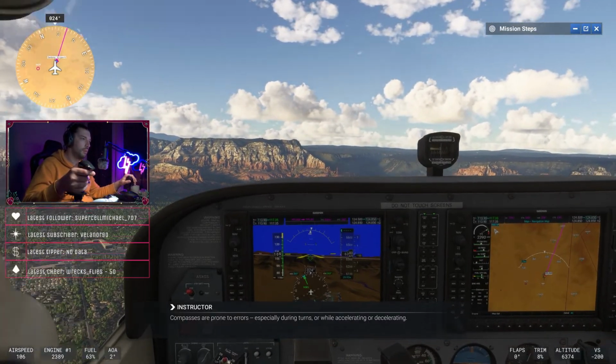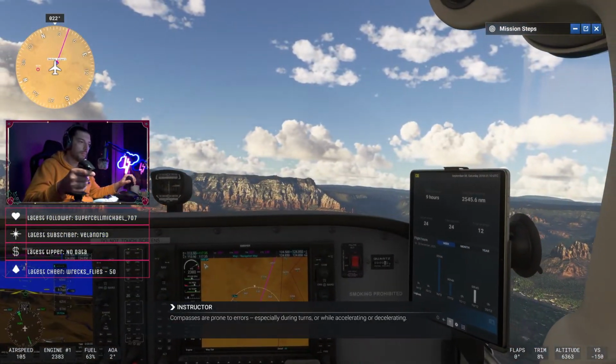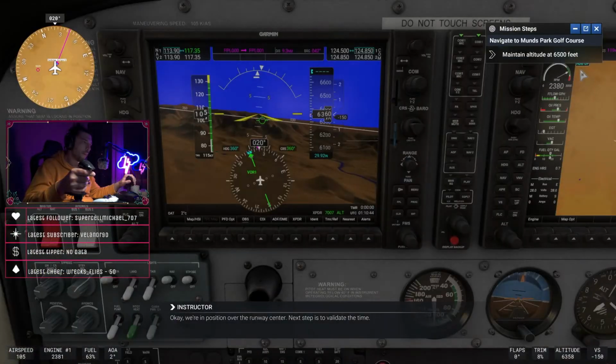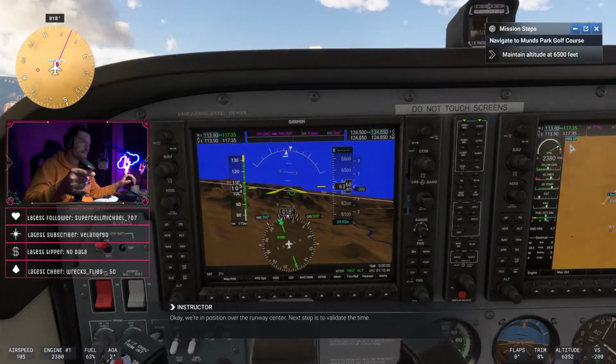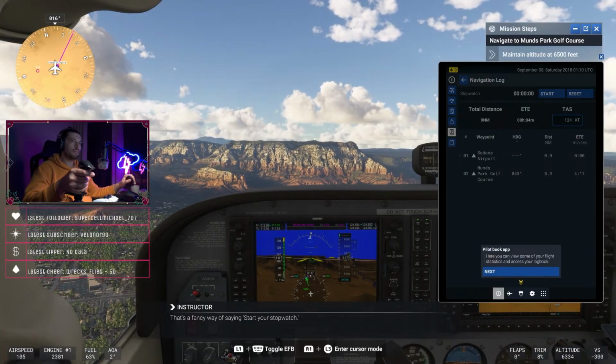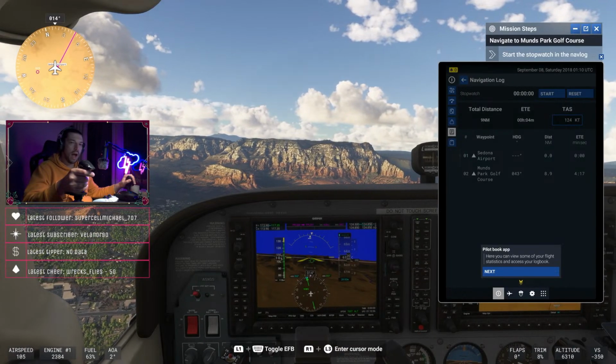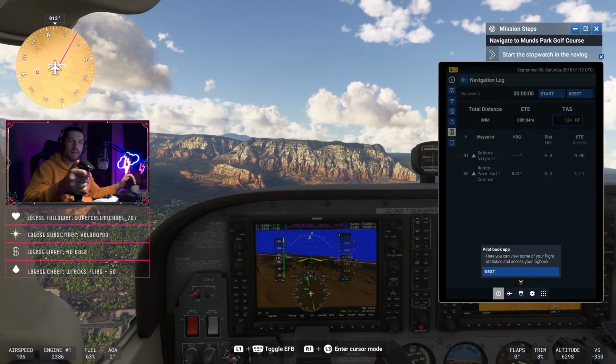Compasses are prone to errors, especially during turns or while accelerating or decelerating. Okay, we're in position over the runway center. Next step is to validate the time. That's a fancy way of saying start your stopwatch.